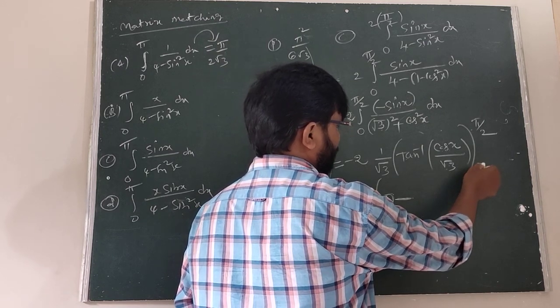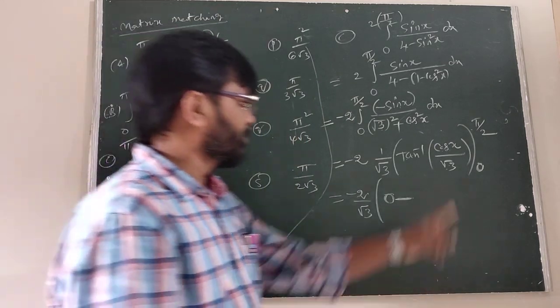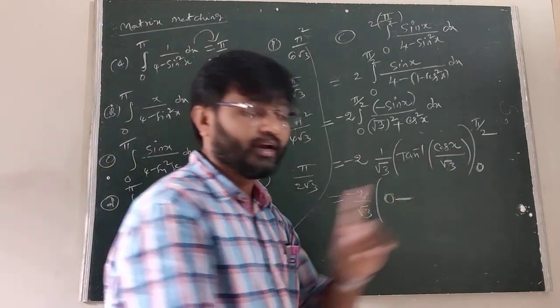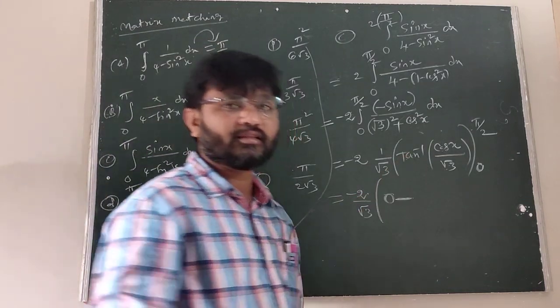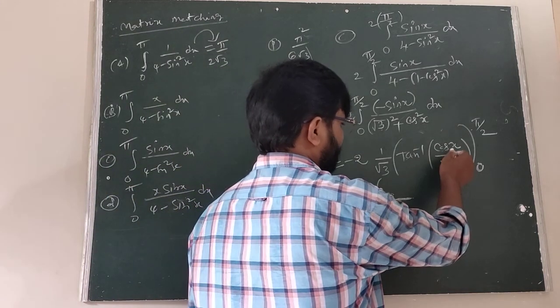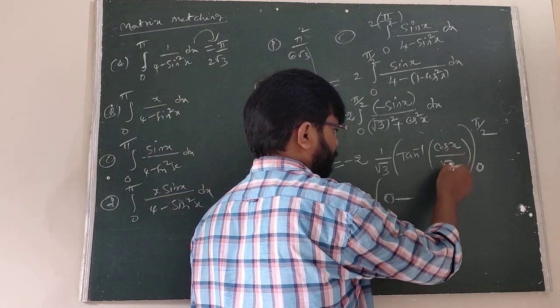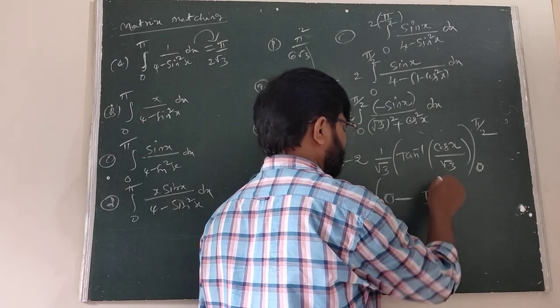Now when we come to the lower limit, cos 0 is 1. Therefore this is 1 by root 3, and 1 by root 3 is the value of tan 30 degrees. So tan inverse and tan cancel, and 30 degrees is pi by 6.